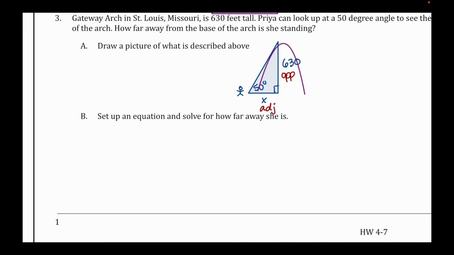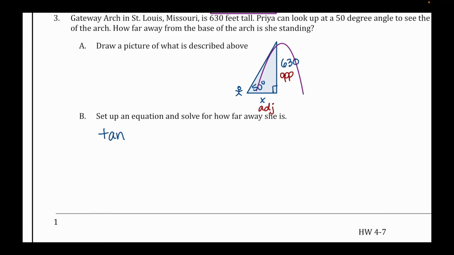So we are just going to use tangent. So we would say tangent because SOHCAHTOA, this is TOA. So tangent is opposite over adjacent. Tangent of 50 degrees, we need to have that degrees number in there, is going to be 630 divided by, and I just called my adjacent length x.